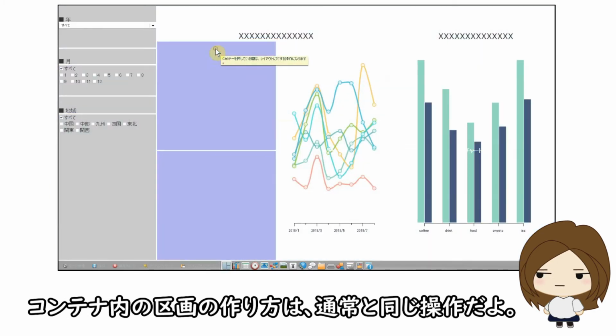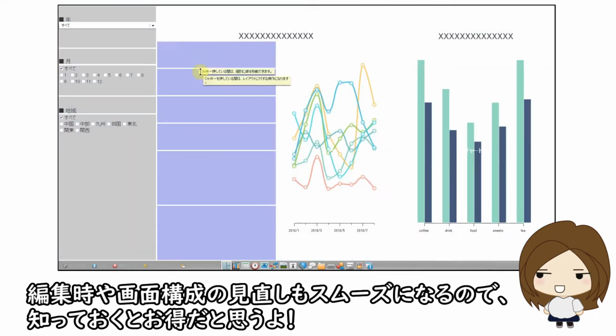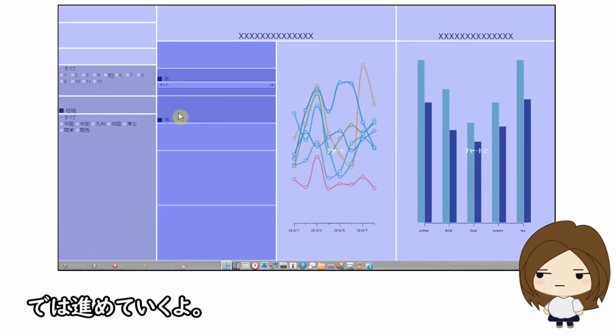I'll use the same operation to create partitions within the container. Being able to identify containers will make editing and reviewing board composition a lot smoother, so I think it's definitely worth learning. Let's move on.